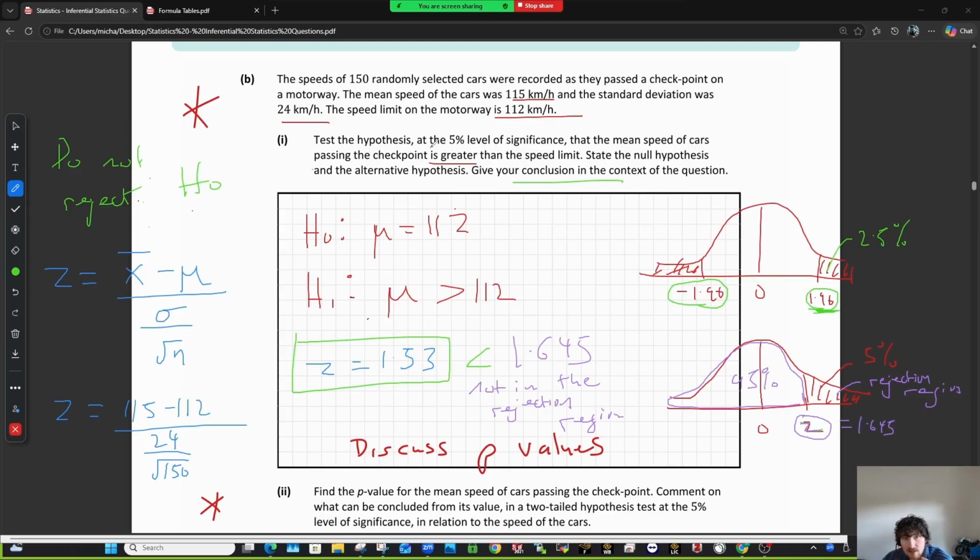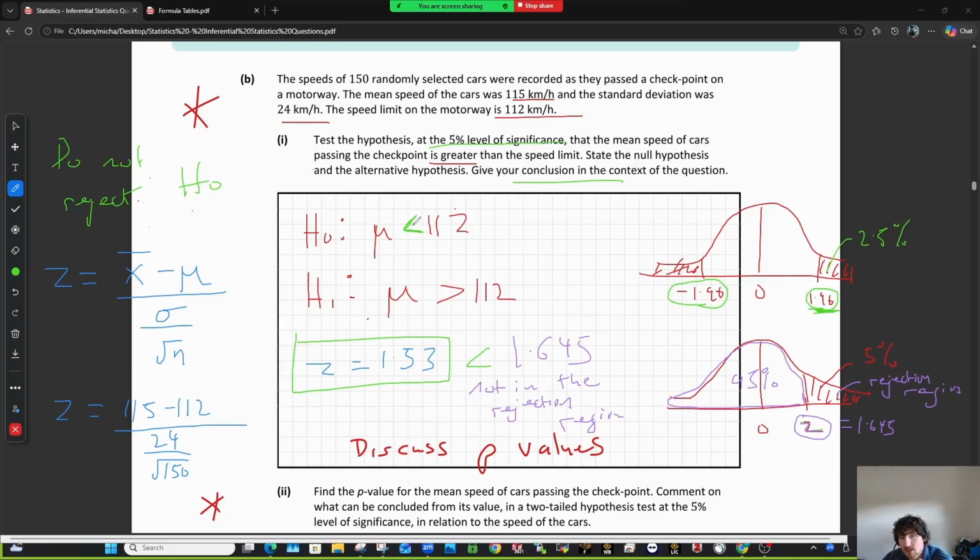We would say at the 5% level of significance, we do not reject H0, which means that the average speed limit on this road is still being followed. It is not above 112. It is less than this. What you could say as well here, it's not so much that this was to be equal to this, it's that this was to be less than. So that's actually a more technically correct thing, that they were following the speed limit.